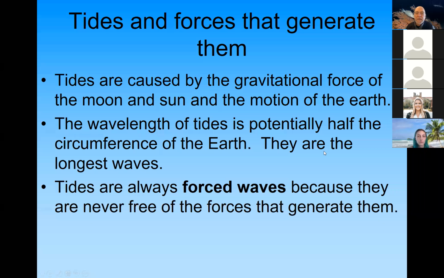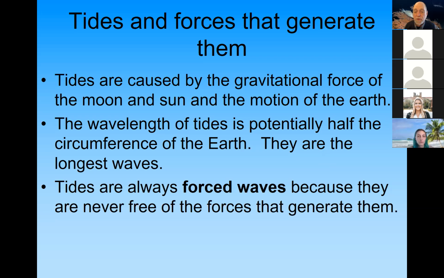I want to talk, this is an introduction to the material from chapter 11, and I hope I have enough time to get through these basic concepts of the dynamic and equilibrium theory of tides and what tides generate. Tides are caused by the gravitational force of the sun and the moon, and very importantly, the fact that the earth is rotating under that force. The wavelengths of tides are potentially half the circumference of the earth, and they are the longest waves that occur.